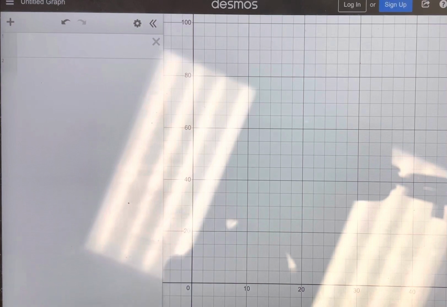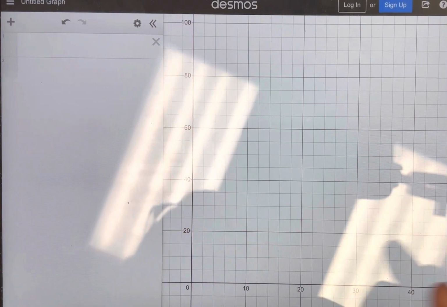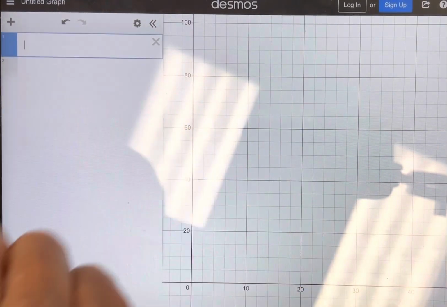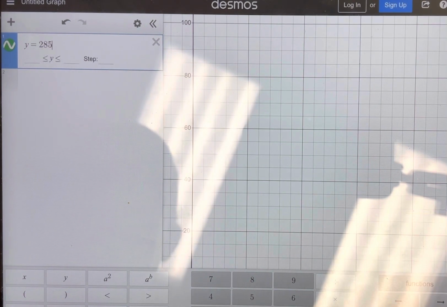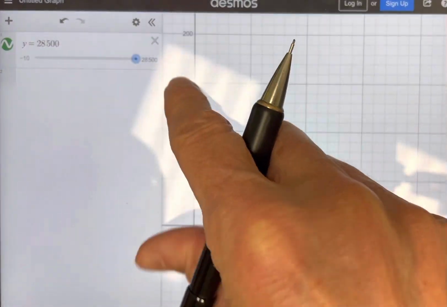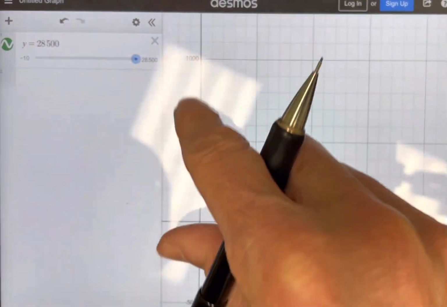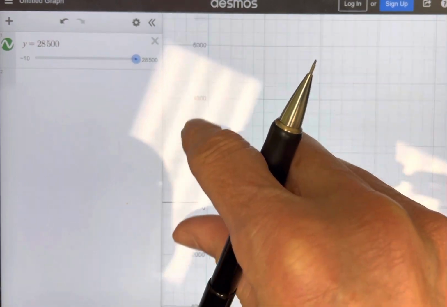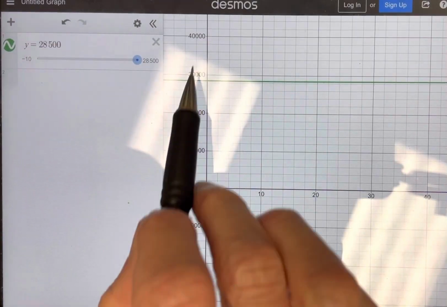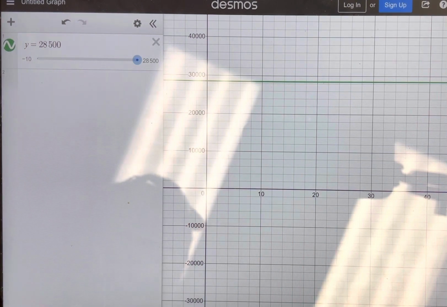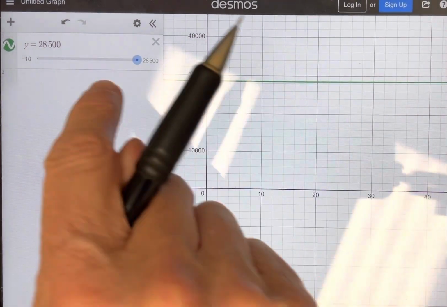Let's get my graph out. Hope I got it straight for you. And we'll go into here, and my first one is y equals the left side, 28,500. Wow, that's way up there. I've got to do some serious scaling to get to 28,500. There it is. I had to really scale my y-axis to get there, but it's that green line here.